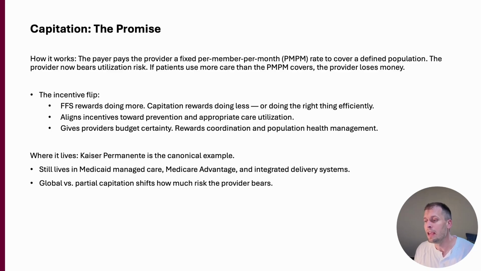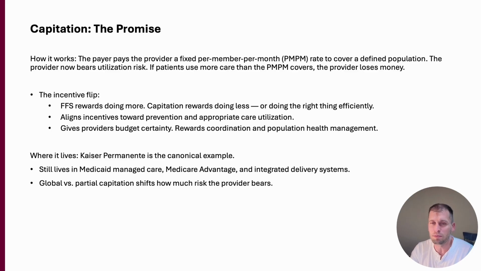Don't look for that. And so initially you're like, hey, where's the risk? We'll talk about this, but the idea is to align the incentives towards prevention and appropriate care utilization. All right, so it also has the advantage of giving providers budget certainty. It rewards coordination of population health management. So, we want people to be healthier. We want to encourage things that maybe have expenses up front, but in the long term are going to make people healthier. So Kaiser Permanente out west is sort of the canonical example. There's other examples in Medicaid managed health.